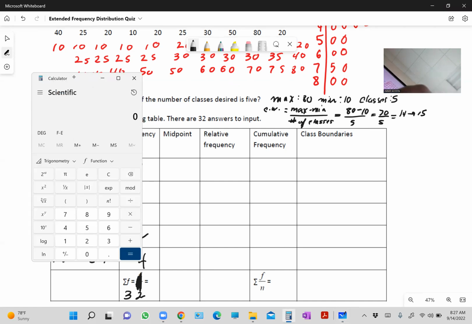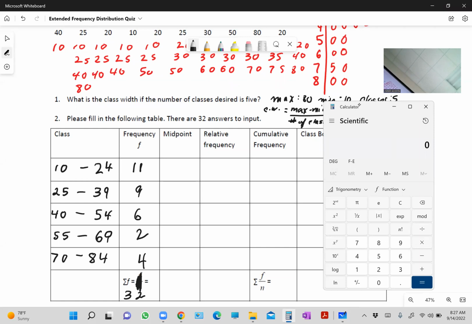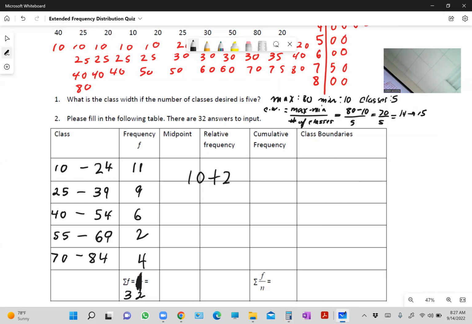Now, how do we do our midpoint? We take 10 plus 24 and divide it by 2. So you calculate, you get 10 plus 24 is what? 34. Now you press equal on your calculator, you get the numerator first and you divide it by 2. What is that going to be? Hello, wonderful people. It's 17. So we write 17. Make sense?